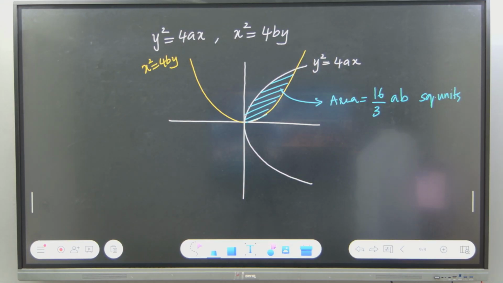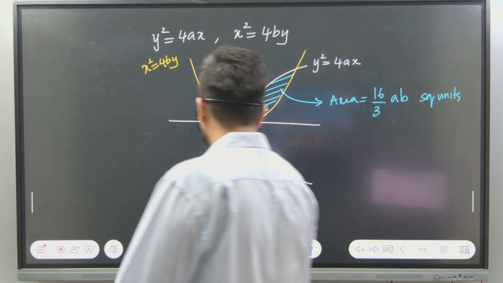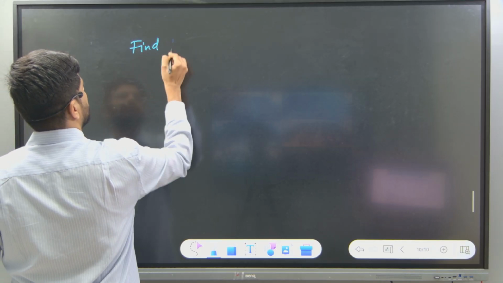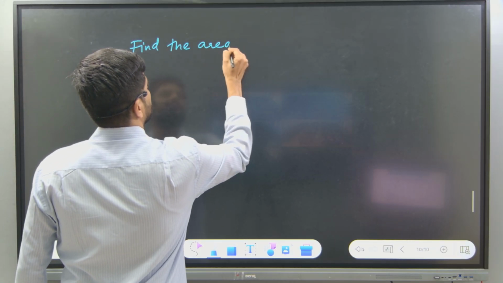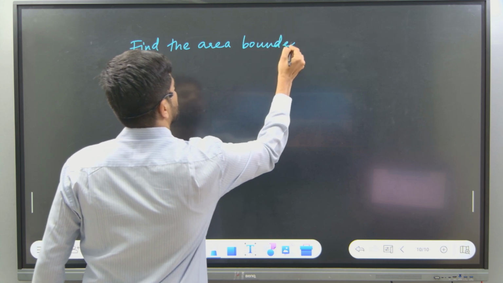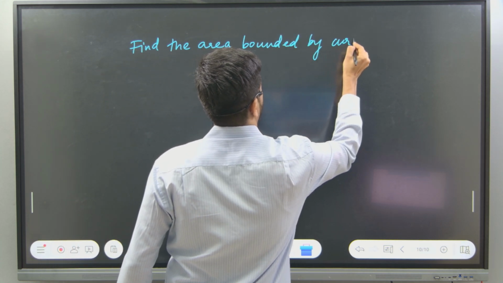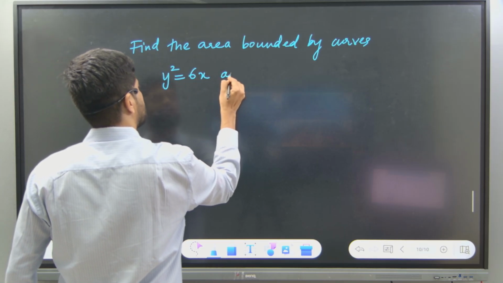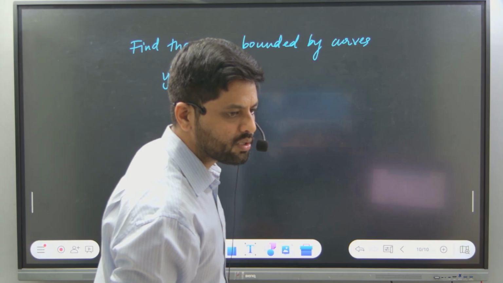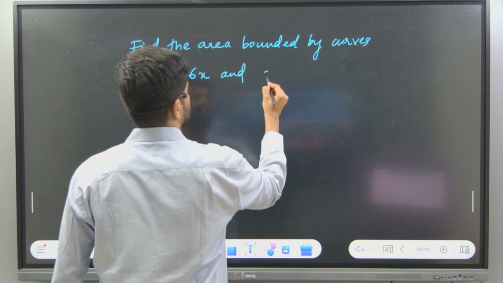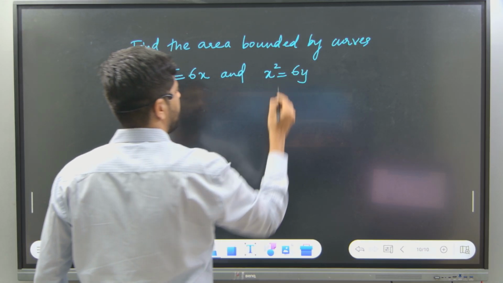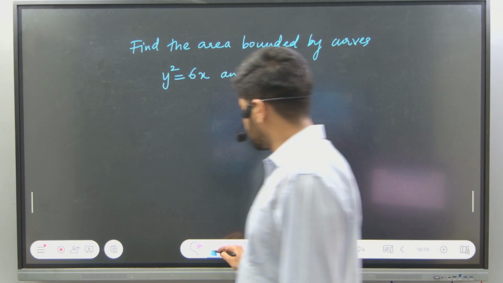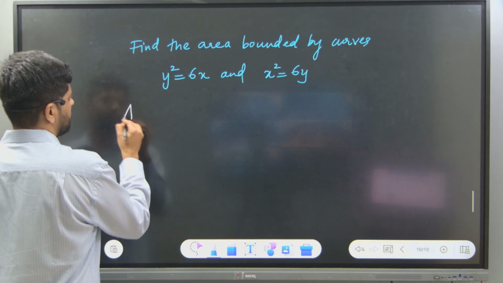Find the area bounded by the curves. They will not even mention parabola. Looking at the equation, you should make out y square is equal to 6x and x square is equal to 6y. Use this formula, 16 by 3 AB.